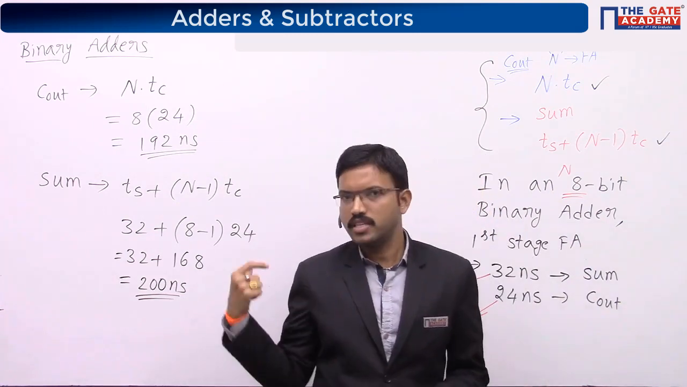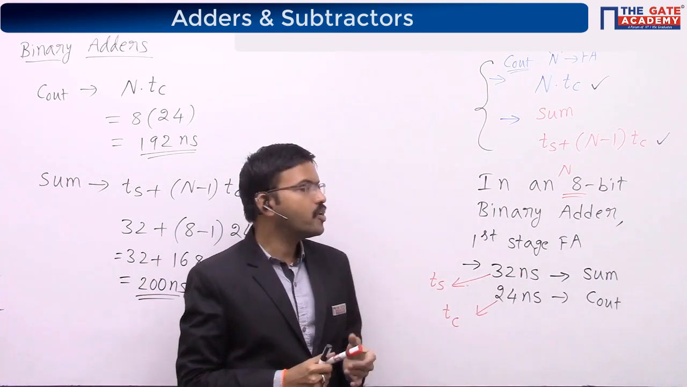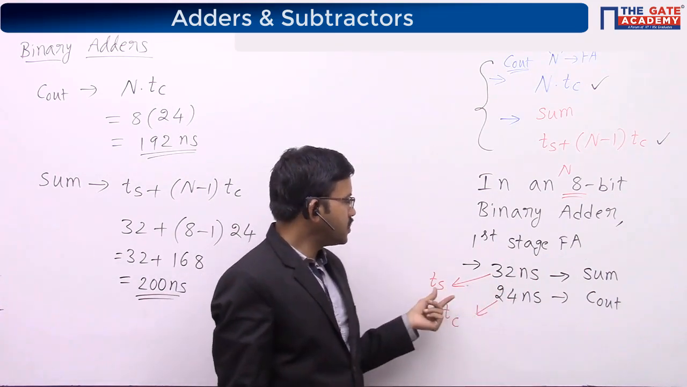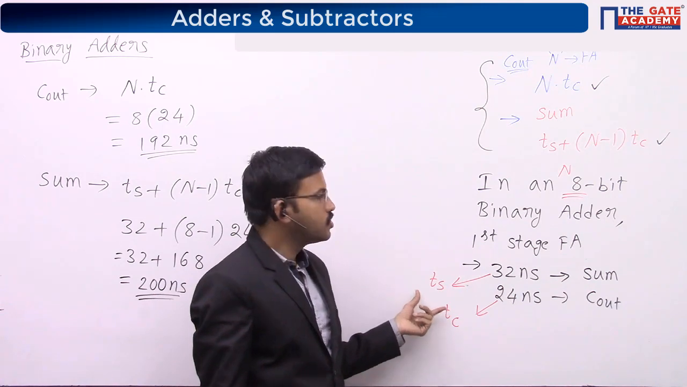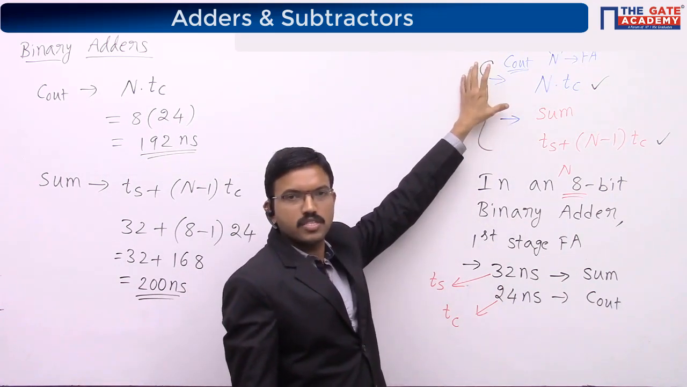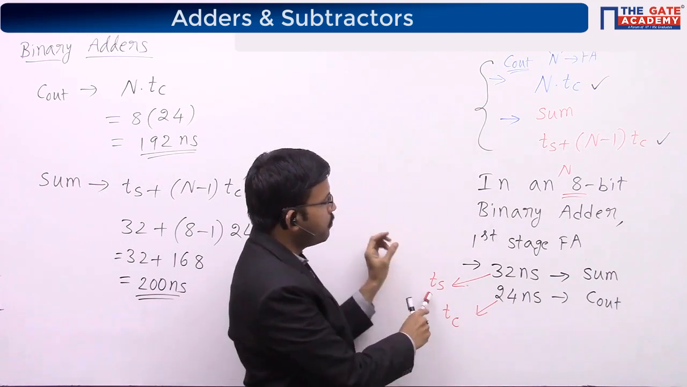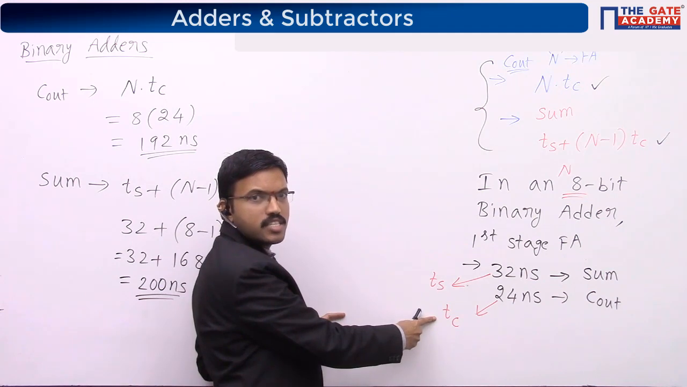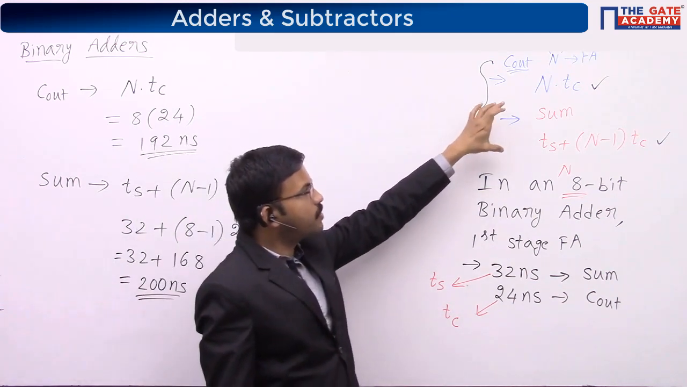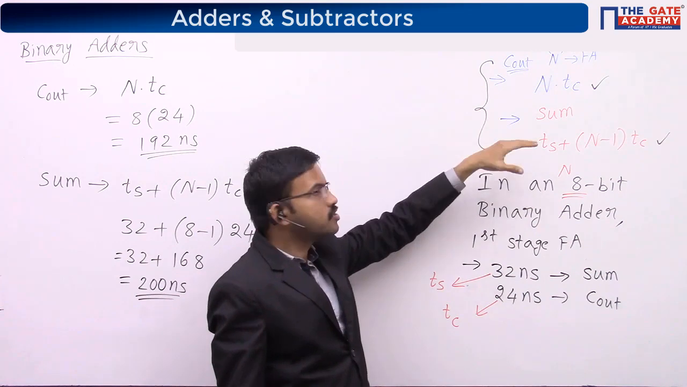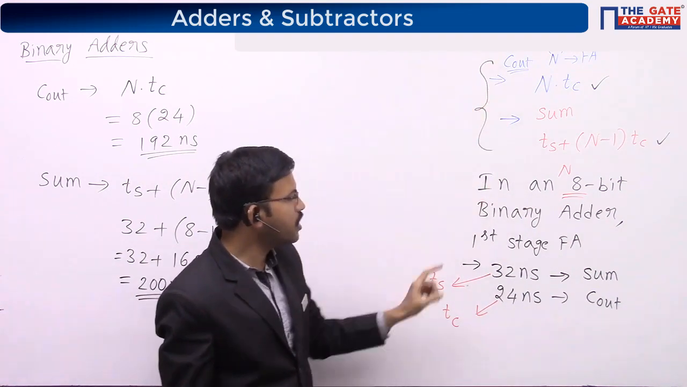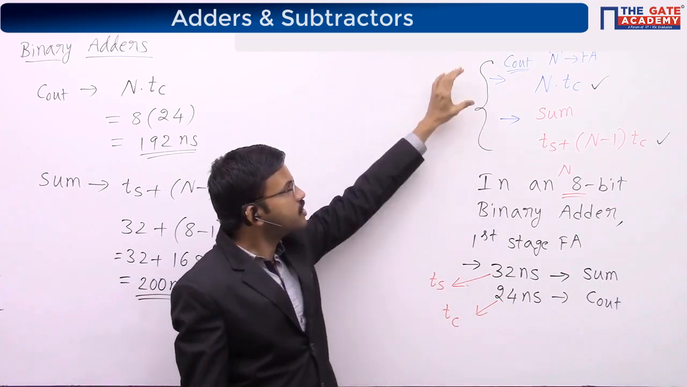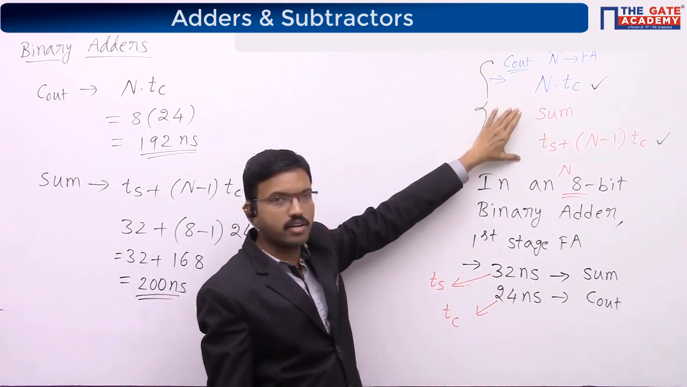Okay, see, in general, for this type of question, the clue is that he will give the information about a particular full adder. In this case, TS is greater than TC, right? So you no need to find out both of these. You just find out this one only. The moment, for a first stage full adder, TS is greater than TC, obviously at the last stage also, producing the sum will take more time. So you no need to calculate this one. Suppose TC is greater than TS, right? Then you just find out here only. You don't need to calculate this one.